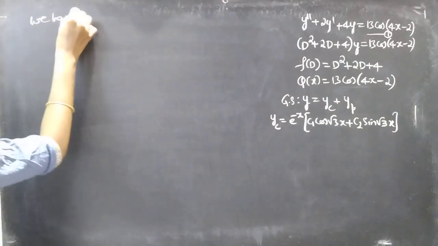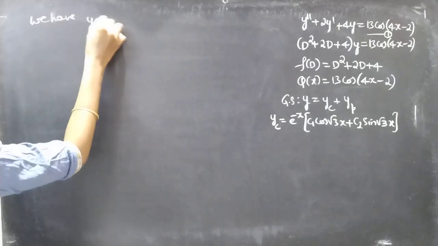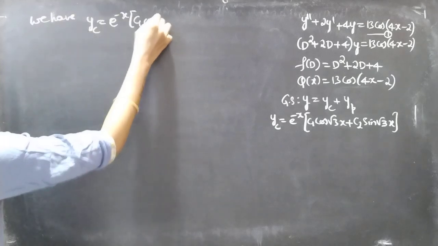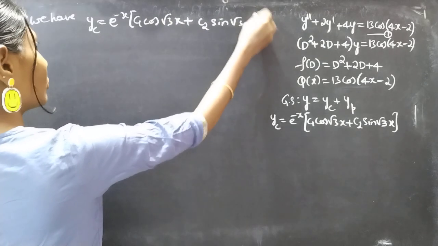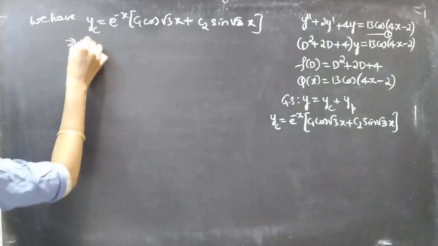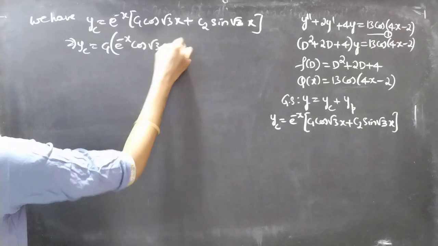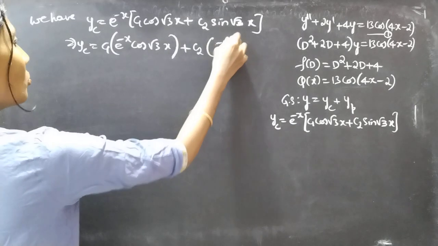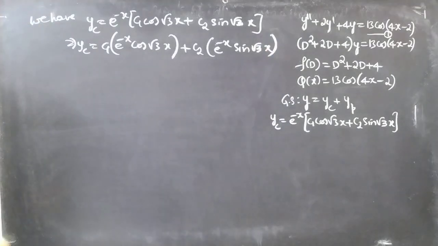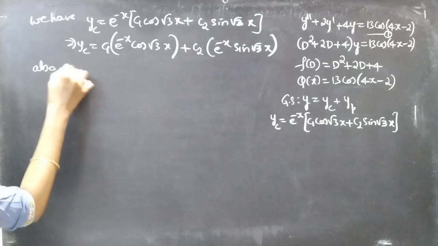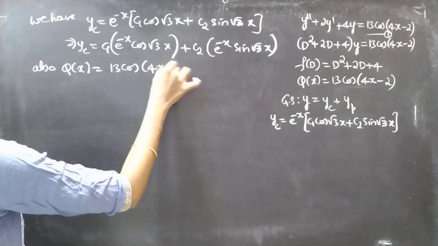We have yc equal to e power minus x into c1 cos root 3x plus c2 sin root 3x, right? Or we can write this as y is equal to c1 e power minus x into cos root 3x plus c2 into e power minus x sin root 3x. Okay, and also we have q of x equal to 13 cos of 4x minus 2.